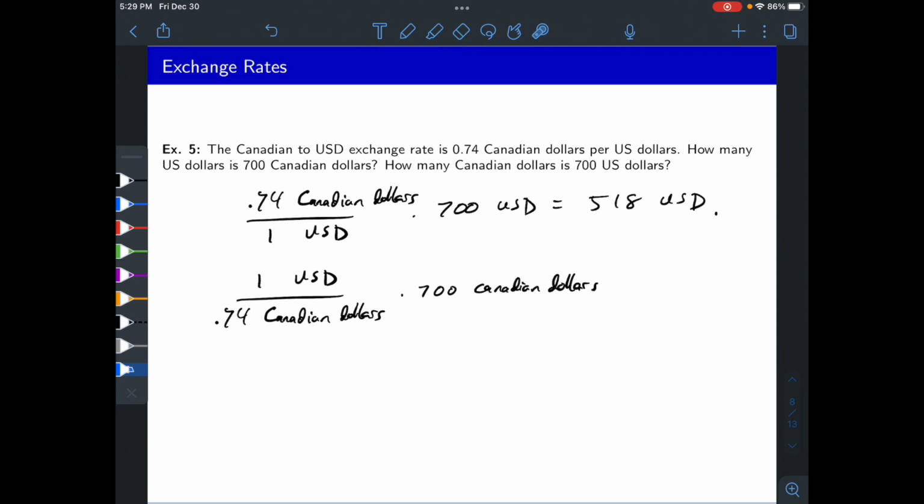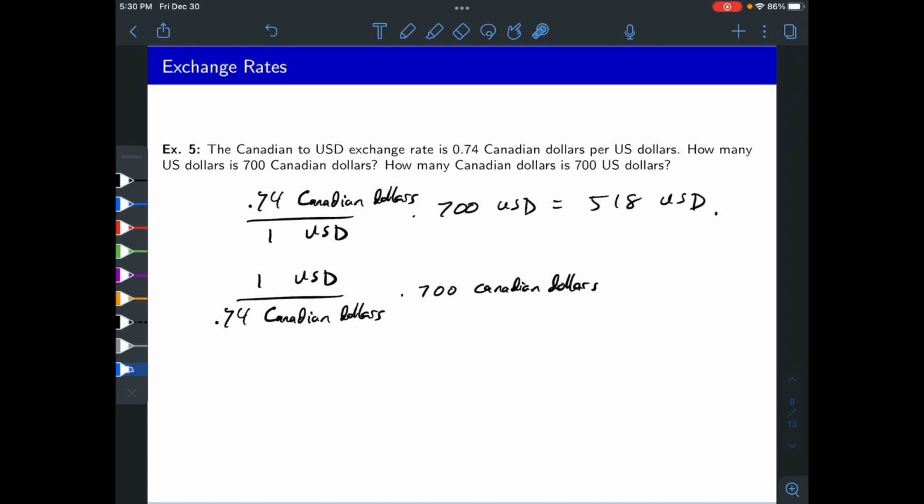So instead of saying you have 0.74 Canadian dollars to 1 US dollar, just reverse that information. Just say for every 1 US dollar, you have 0.74 Canadian dollars. And this fraction is still true. It's just now flipped, which is more useful because when we multiply it, it'll cancel our units.